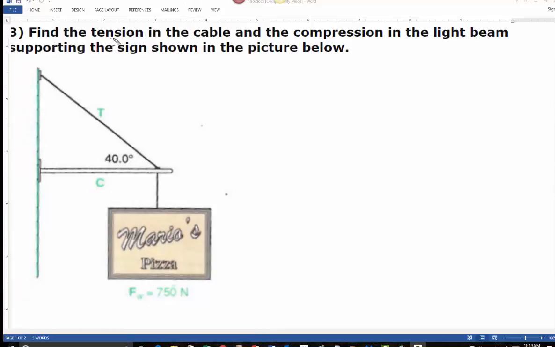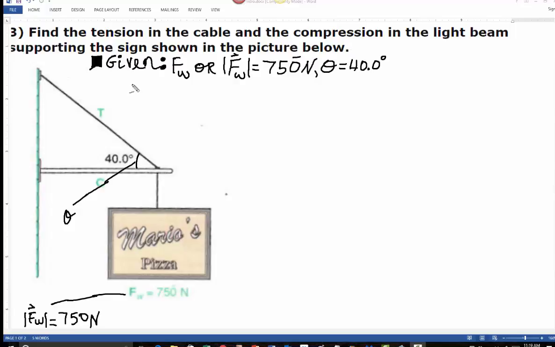Demonstration problem. Find the tension in the cable and the compression in the light beam supporting the sign shown below in the picture. The givens. The magnitude of the weight of the sign, or more formally with this notation, is 750 newtons. The mark over the zero means that that zero is a significant figure. The angle theta between the horizontal beam and the rope supporting the beam is 40 degrees.